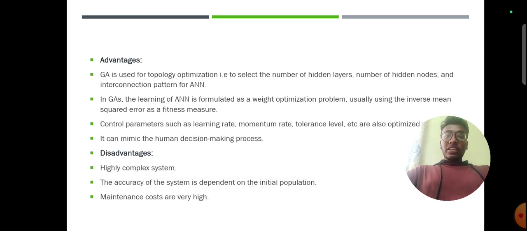So the advantages are given here. It is used for topology optimization, that is, to select the number of hidden layers, number of hidden nodes, and the interconnection pattern for the ANN. In GA, the learning of an ANN is formulated as a weight optimization problem, usually using the inverse mean squared error as a fitness measure. Control parameters such as learning rate, momentum rate, tolerance rate, etc. can also be optimized. It can mimic the human decision-making process. So the disadvantages are: it is a highly complex system, the actual accuracy of the system is dependent on the initial process, and maintenance costs are very high. So these are the disadvantages.